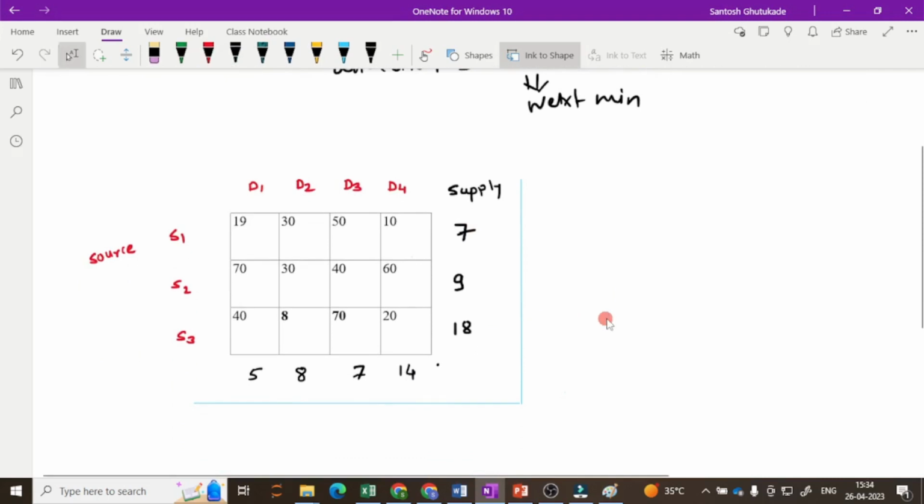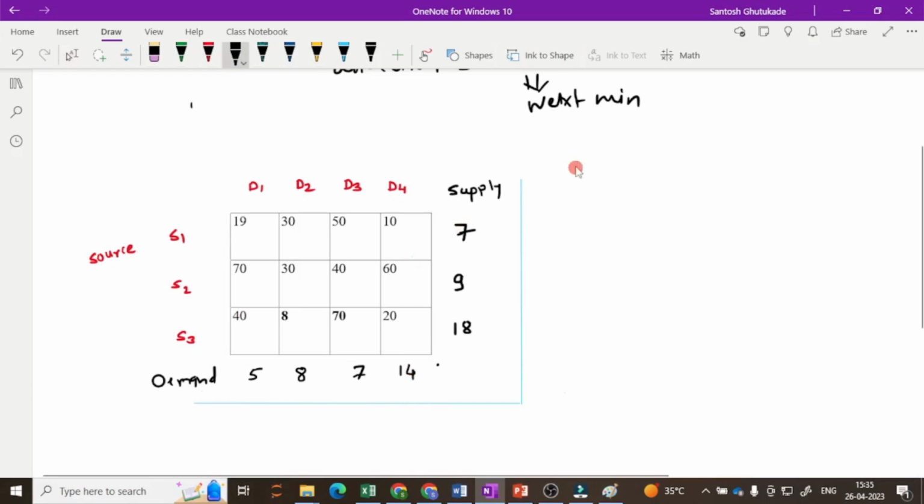Then here this is a problem. So S1, S2, S3 are the sources with the supply 7, 9, 18, and D1, D2, D3, D4 are the destinations, with demands 5, 8, 7, 14. So we can say this is demand and this is supply. Now we will solve this problem by the Vogel approximation or penalty method.